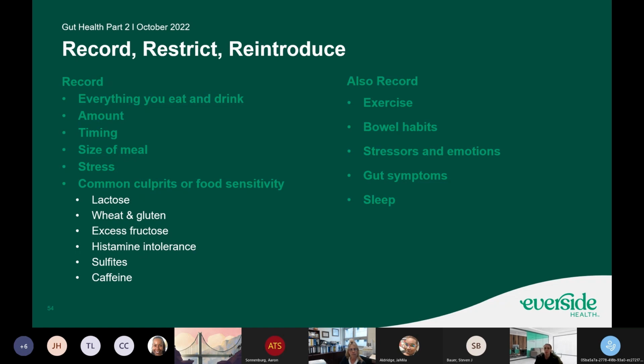People with asthma are more likely to have issues with sulfites. And then caffeine, usually we are able to tolerate about 400 milligrams per day. Some people have more sensitive issues to caffeine, so something to keep in mind. If you are somebody who gets more nervous, anxious, has issues sleeping, or gut symptoms, you might consider that too. Also, think about your exercise. Exercise is going to impact your gut, bowel habits, stressors, emotions, gut symptoms, and your sleep.